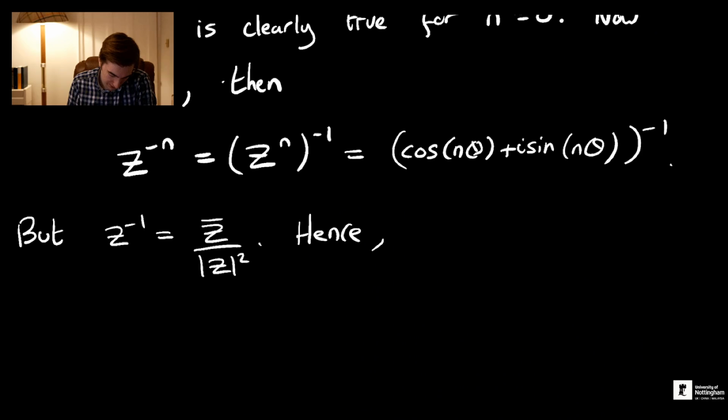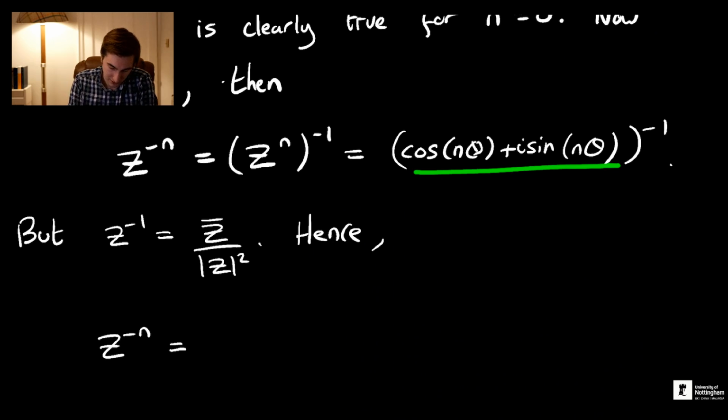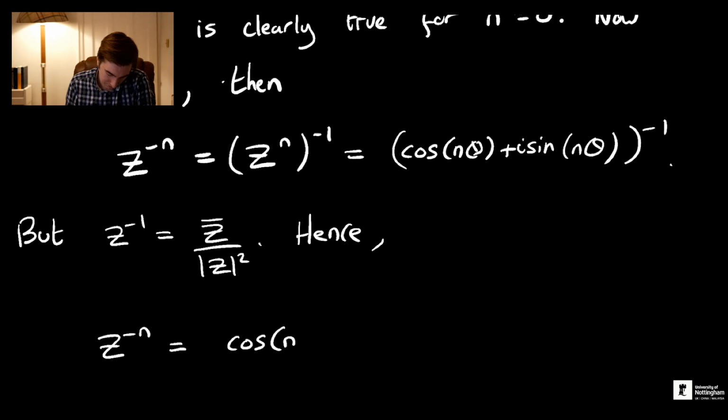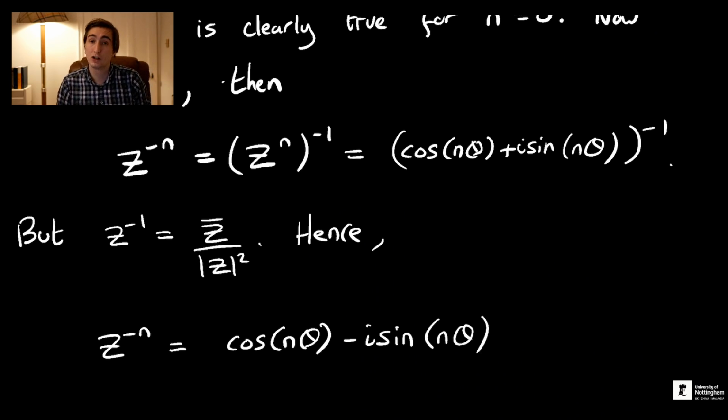So it follows that for z to the power of minus n, we simply complex conjugate this thing and then divide it by the modulus squared. But the modulus squared is equal to 1, so we simply take the complex conjugate. In other words, we get cosine of n theta minus i sine of n theta, because we recall that the complex conjugate just reflects the complex number through the real axis, which is equivalent to flipping the sign on the i term.